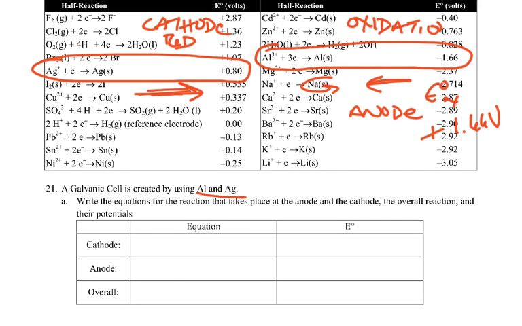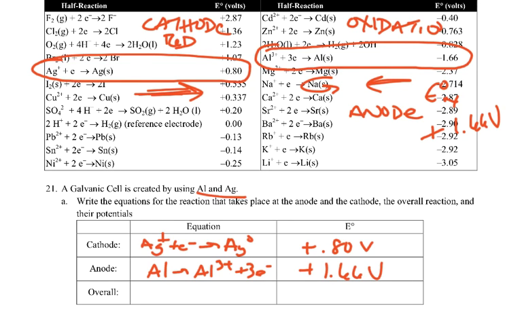Write the equations for the reaction that takes place at the anode and the cathode, the overall reaction and their potentials. So the cathode we said is the silver. So that's Ag plus an electron becomes Ag neutral. We're going to use the reaction as is, and its voltage is positive 0.80 volts. The anode, we're going to write that in reverse. So instead of Al3 plus, we're going to say Al neutral turns into Al3 plus and 3 electrons. And its voltage then is going to be positive 1.66 volts because we turned it around.